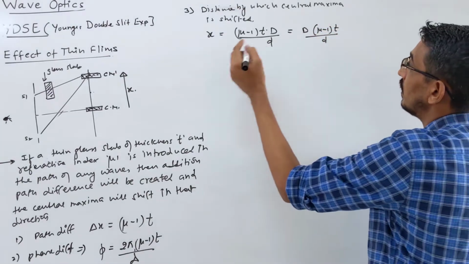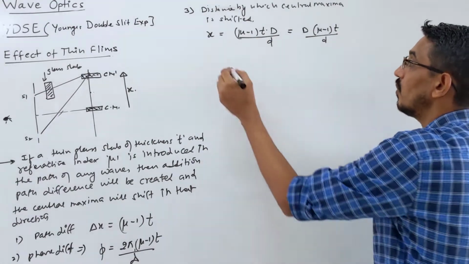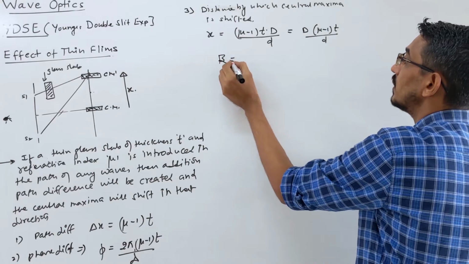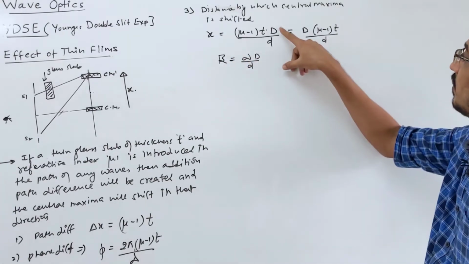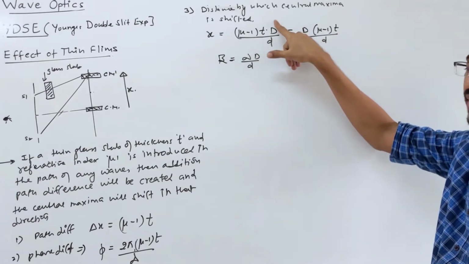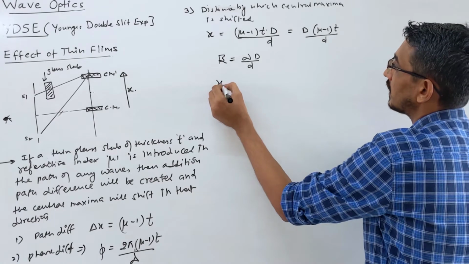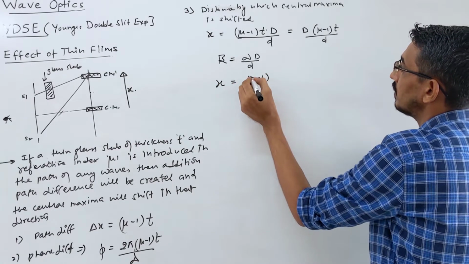This you can write in terms of your fringe width also. Look here, what is fringe width? Fringe width is lambda D by small d. Here we have capital D, small d, but we don't have lambda. So you divide this equation by lambda and multiply by lambda. Then you can also write it this way, mu minus 1.